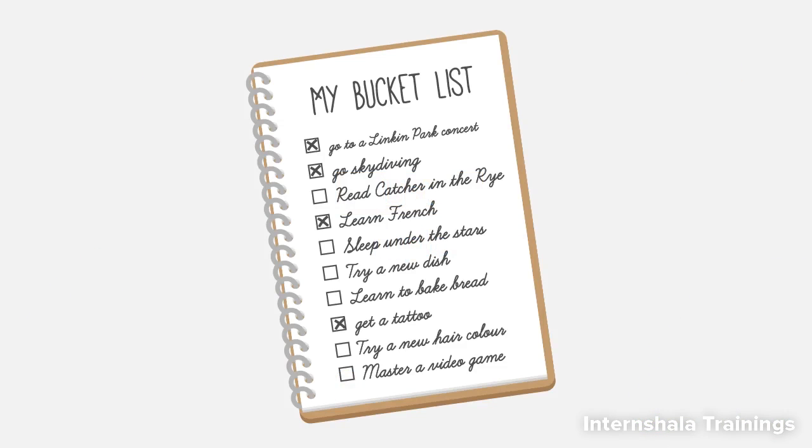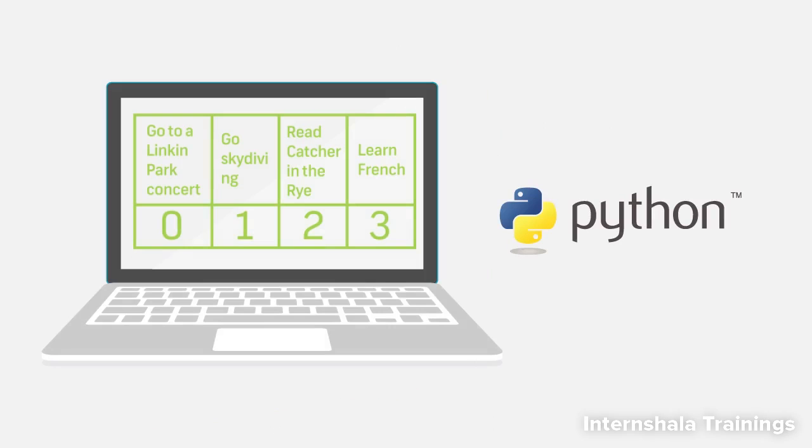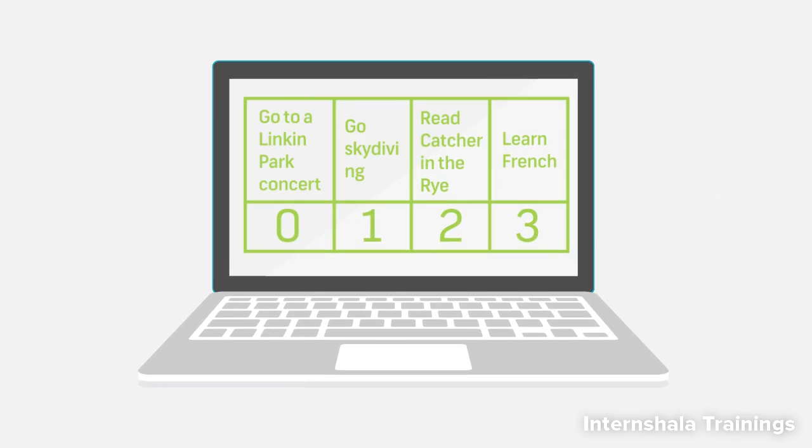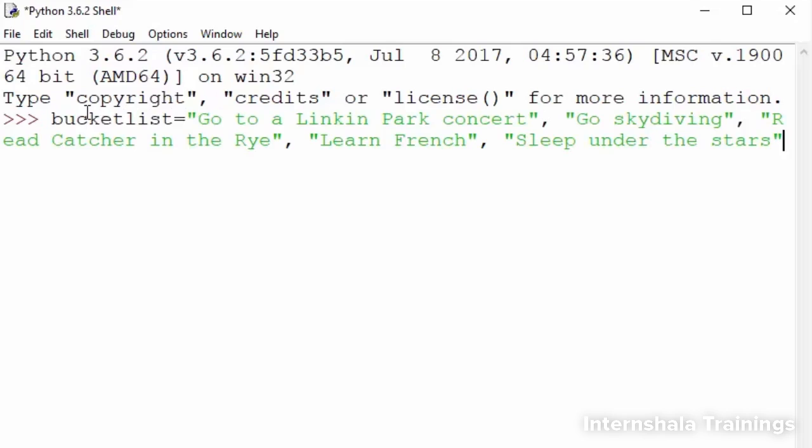Here's my bucket list. You can see I have written things very randomly here. In Python, this list is created in the computer memory with each item being stored in a separate memory location. The memory locations are numbered, with numbering starting from 0. The numbers are called index numbers. To create a list in Python, we first give it a name, let's say bucket list. Then, we write the items separated by a comma and enclose them within square brackets.